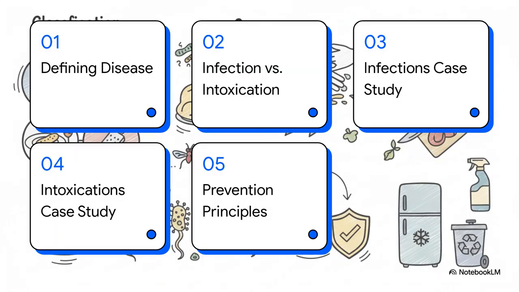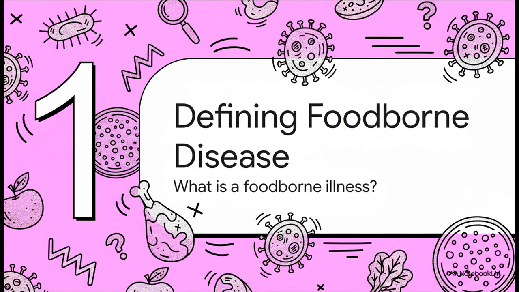Here's our plan for today's lecture. We're going to start by defining what a foodborne disease is exactly. Then, and this is important, we'll distinguish between its two primary classifications. We'll look at a real-world case study for each, and then we'll pull it all together by looking at the core principles of prevention.